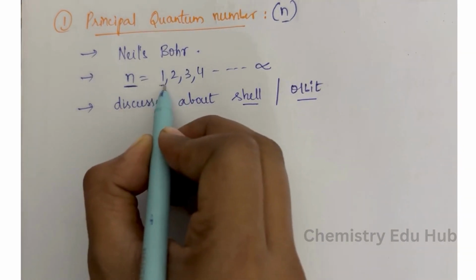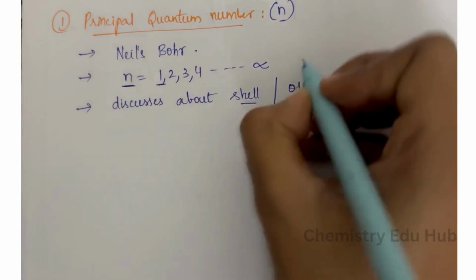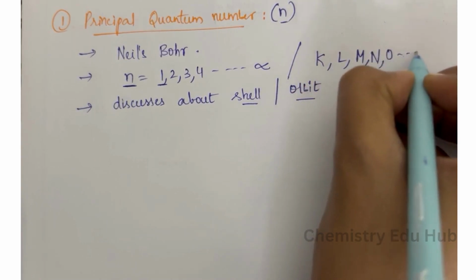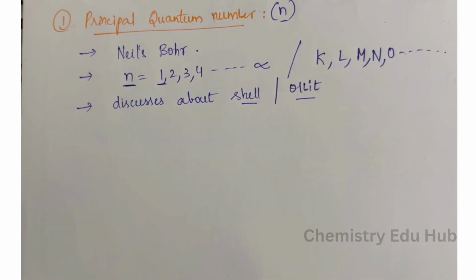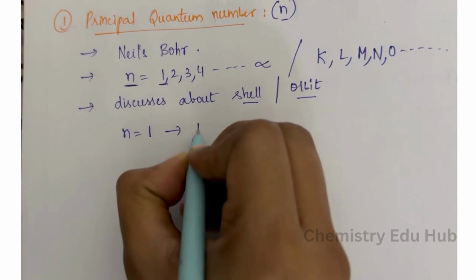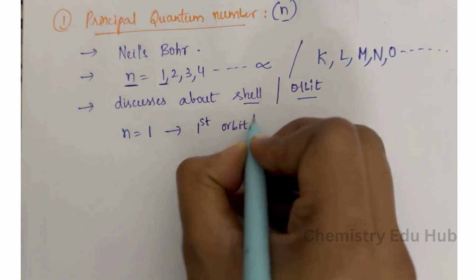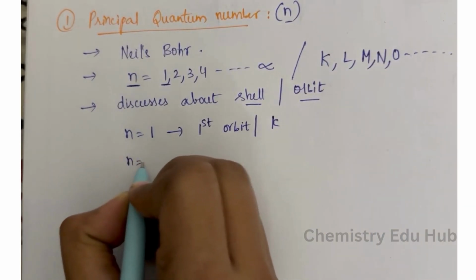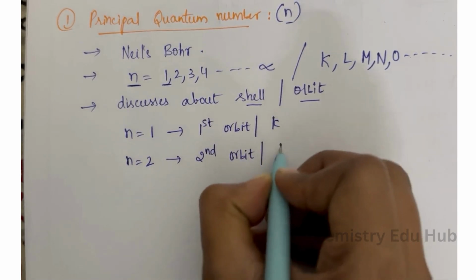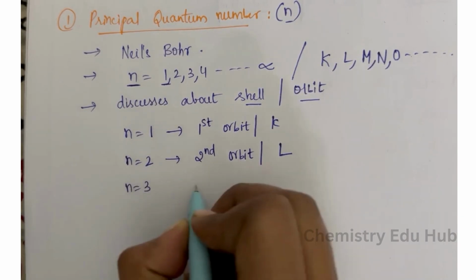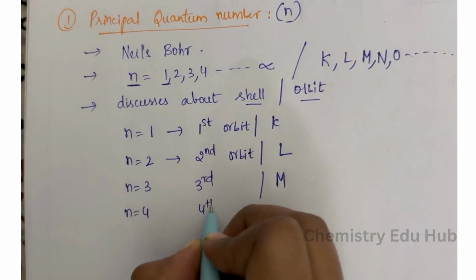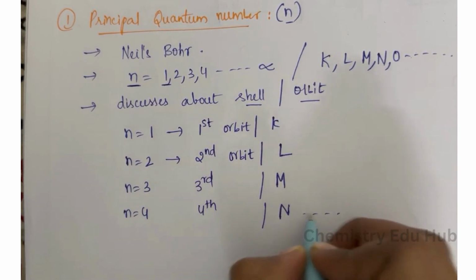The n values can also be designated as K, L, M, N, O and so on. These are the other representations for the n values. So if n is equal to 1, it means it is the first orbit, or you can say K shell. If n is equal to 2, then that means it is the second orbit. It can also be represented as L. The same way n equal to 3 is third orbit, M. n equal to 4 is fourth orbit, N, and so on.